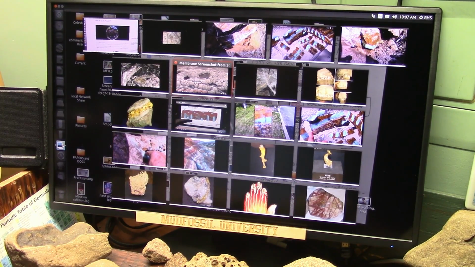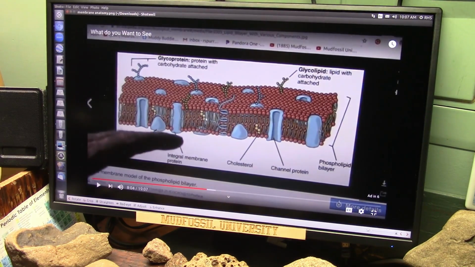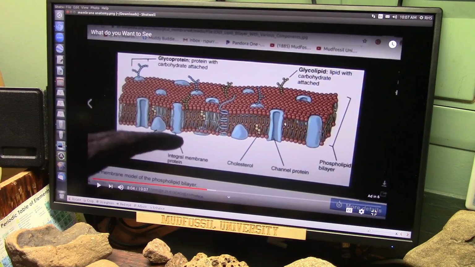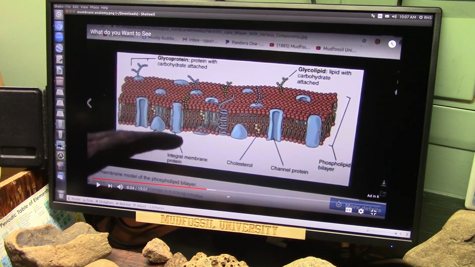Now, let me show you something. Remember I showed you the membrane right here? Well, I have a friend out on the West Coast, Tyson. And he's got Tyson's Mudfossil Adventures. And this is a membrane. Remember what this looks like. Remember these channels that go through here. And this little curlicue thing. Well, look what he found out on the West Coast.